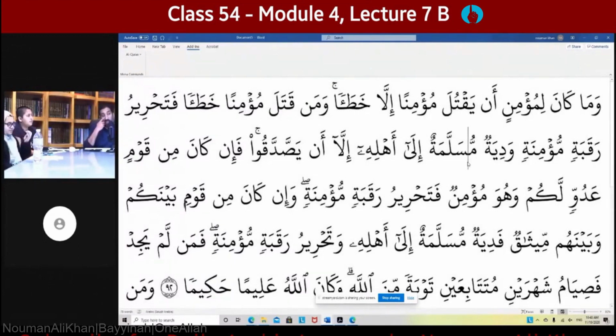وَدِيَةٌ مُسَلَّمَةٌ إِلَى أَهْلِهِ, or they have to make up a ransom or a payback that should be surrendered to his family, to the murder victim's family. إِلَّا أَنْ يَصَّدَّقُوا, unless the victim's family decide to give it away in charity or say, no, we don't want anything from you.